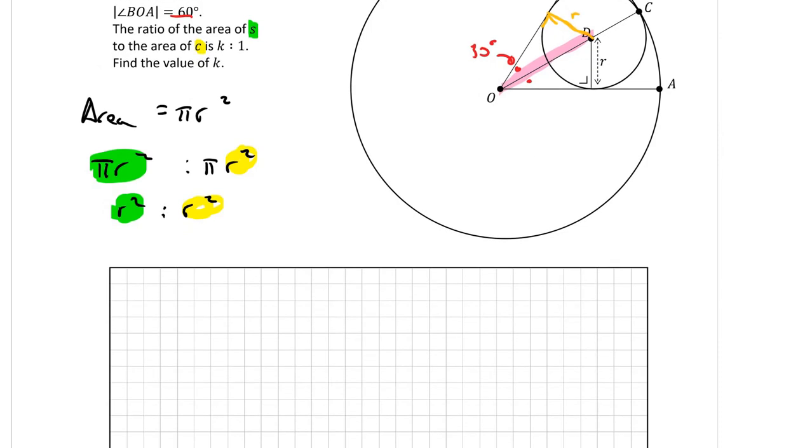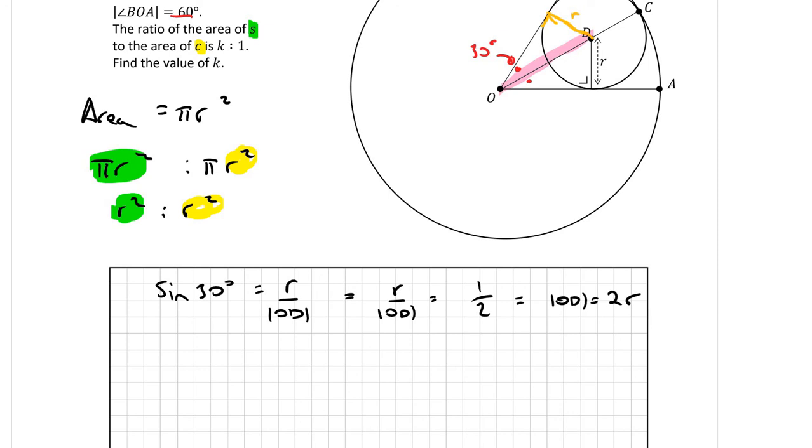If I look at that right angle triangle, then sine 30 degrees is equal to OR over OD. And the sine of 30 degrees is a half. So OR over OD is equal to half. So therefore, OD is twice OR if I cross multiply.